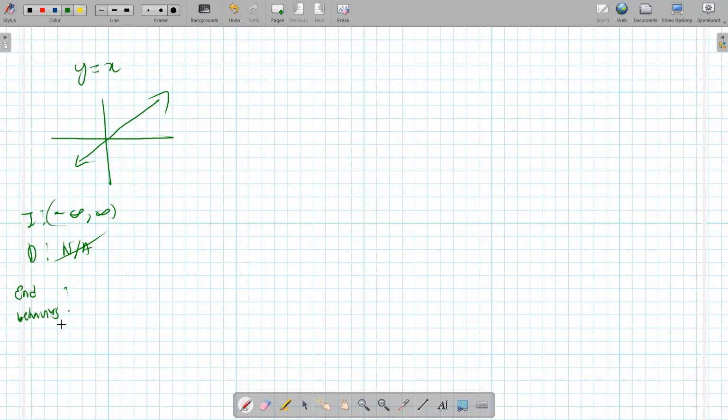Now, end behaviors. You're always going to write: as x goes to negative infinity, and then as x goes to positive infinity, and you see what happens to y. When x goes to negative infinity, where's y going? It goes negative as well. As x goes to positive infinity, where's y? Positive as well. So that's the linear one, done.